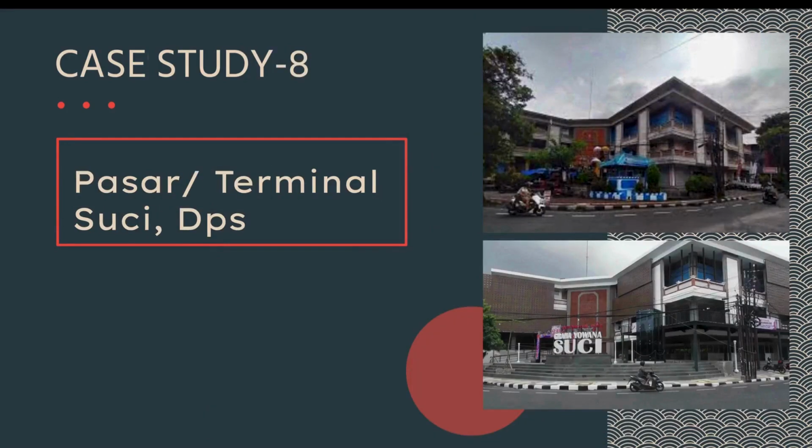The eighth case study of adaptive reuse is Pasar or Terminal Suci Denpasar, one of the hit spots. It used to be a market and bus terminal. But nowadays, because no one rides a bus in Denpasar, they turned it into a new market with stalls and kiosks, where the youth meet.